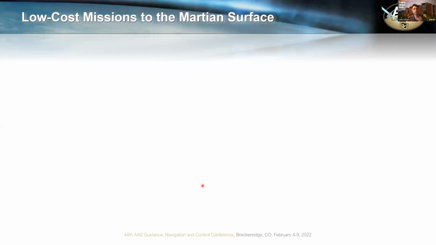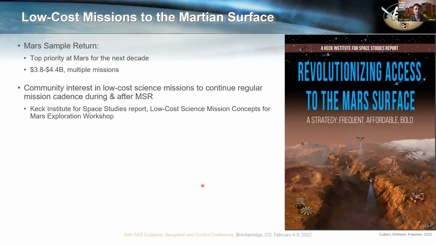But why would we go in this direction when we've shown that we can land something as large and complex as the Perseverance rover on Mars? Well, part of it is the context that Mars sample return is the top priority at Mars for the next decade. It'll cost in the range of $4 billion across multiple missions, and it is extremely exciting. But there's also a lot of science at Mars that we're interested in that's not addressed by Mars sample return. And because of this, there's a community of scientists and engineers interested in identifying low-cost science missions that would enable us to continue a regular mission cadence during and after Mars sample return.